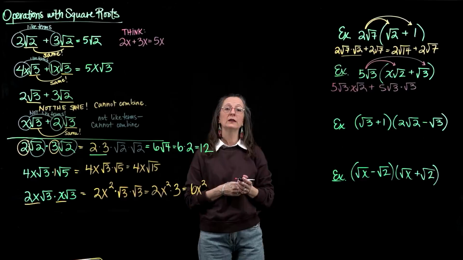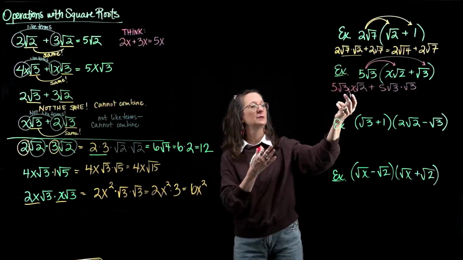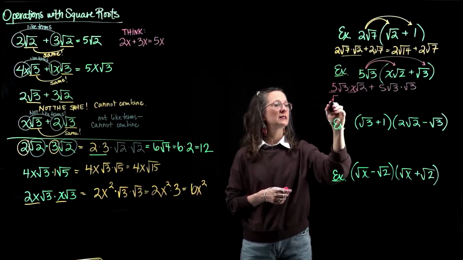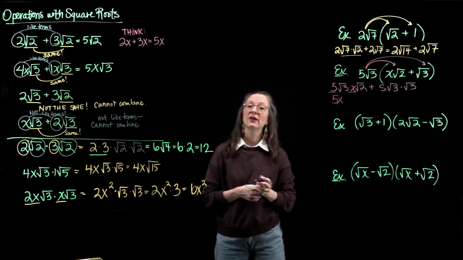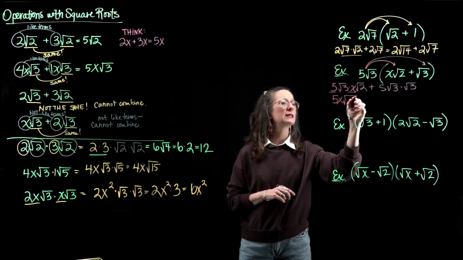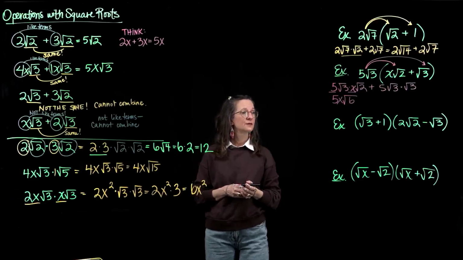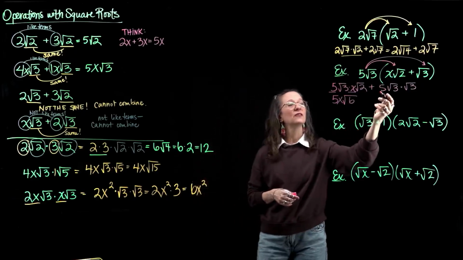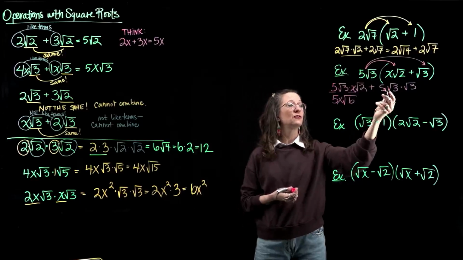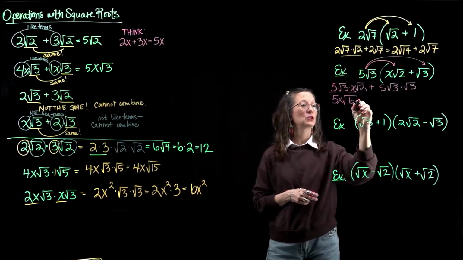So we're going to do a little bit of cleanup work here, where I have 5 square root of 3 times x square root of 2. I'm going to group that 5 and x together on the front. So I'd have 5x times square root of 3 times 2 is 6. So that would be 5x square root of 6. Then when I have 5 square root of 3 times square root of 3, we could think of this as 5 square root of 9 or just 5 times 3.